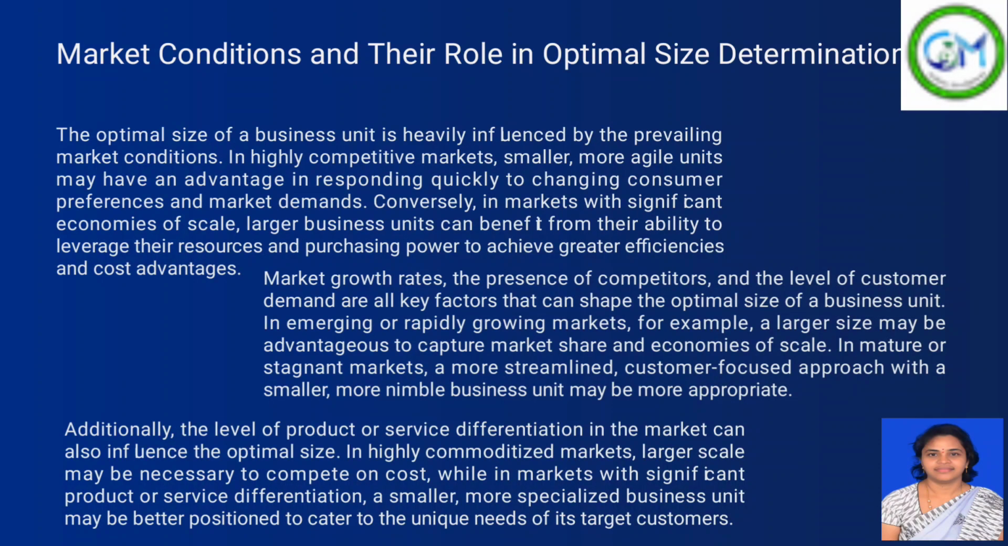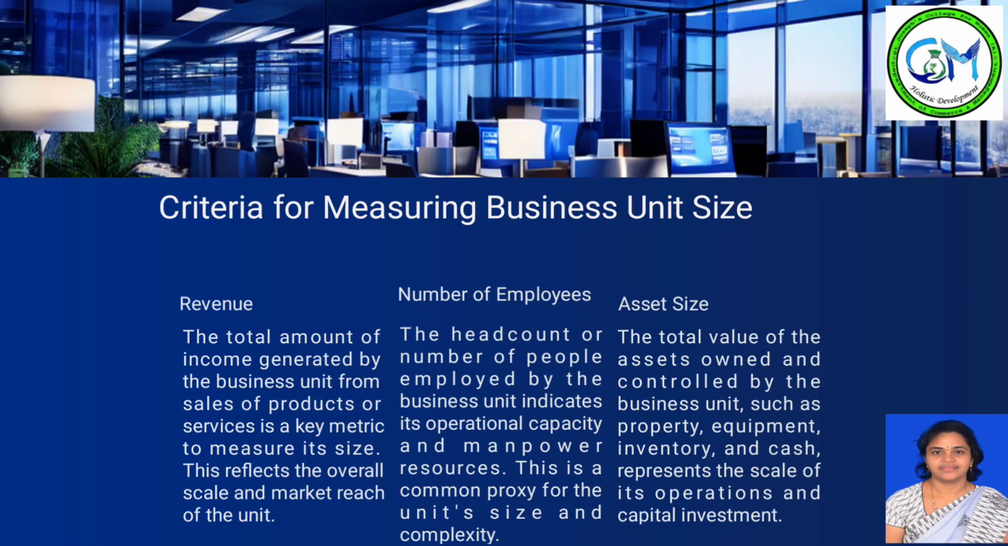Additionally, the level of product or service differentiation in the market can also influence the optimal size. In highly commoditized markets, larger scale may be necessary to compete on cost, while in markets with significant product or service differentiation, a smaller, more specialized business unit may be better positioned to cater to the unique needs of its target customers. Criteria for measuring business unit size.